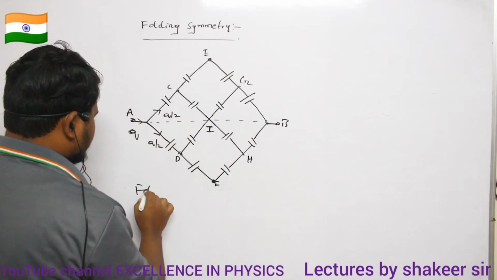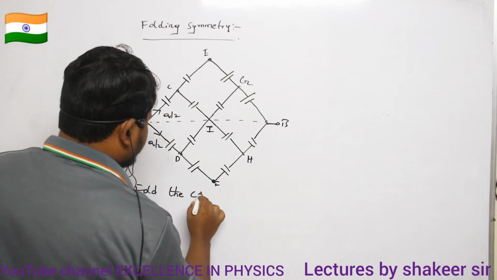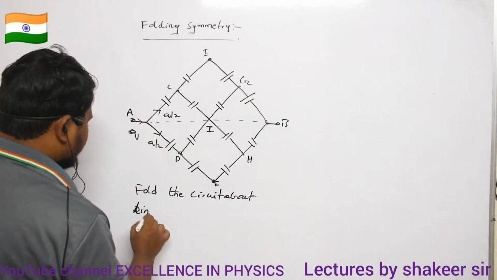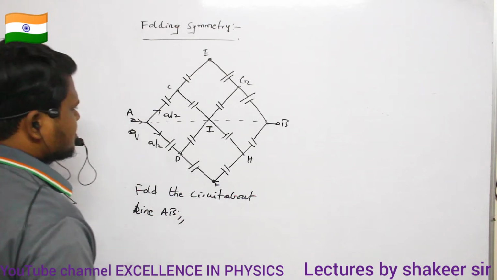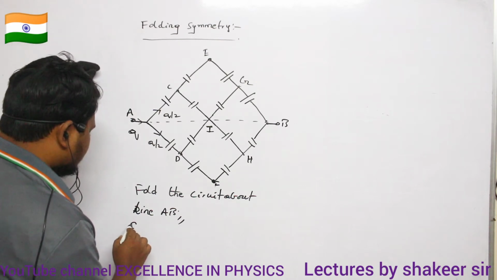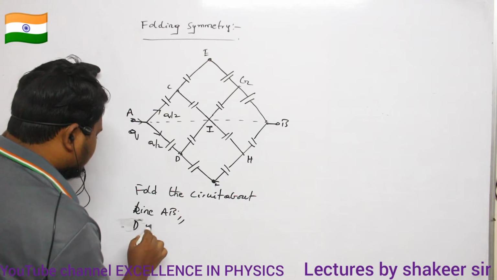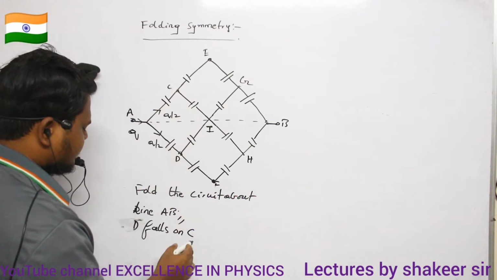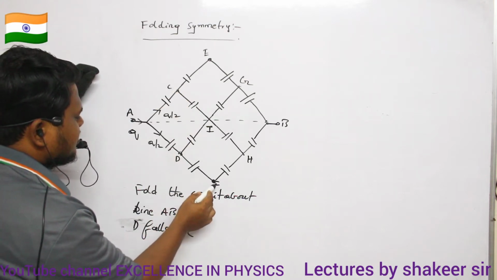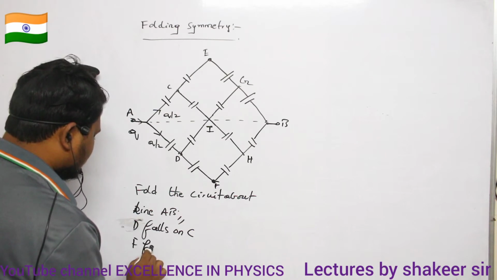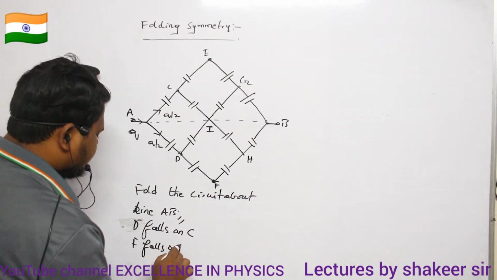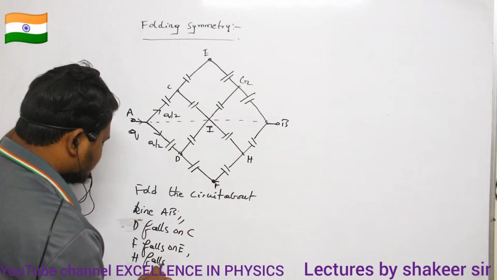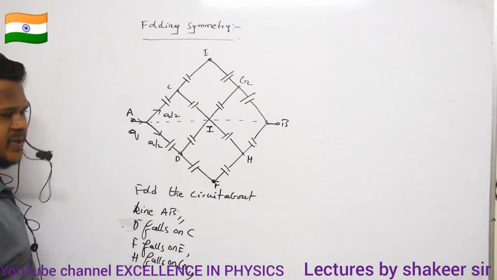Clear? So fold the circuit about line AB. If I fold the circuit about line AB, then what will happen? D falls on C. This D point goes and falls on C. Next, what are the points which will fall on each other? F falls on E. Clear, no? Next, H falls on G. This is what is going to happen. Clear, no?